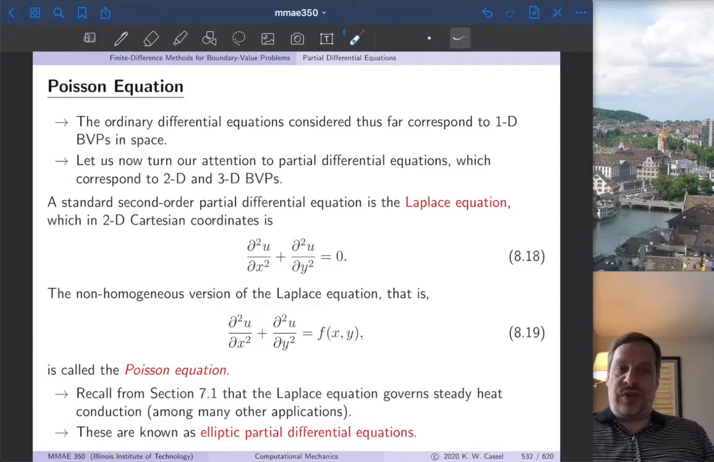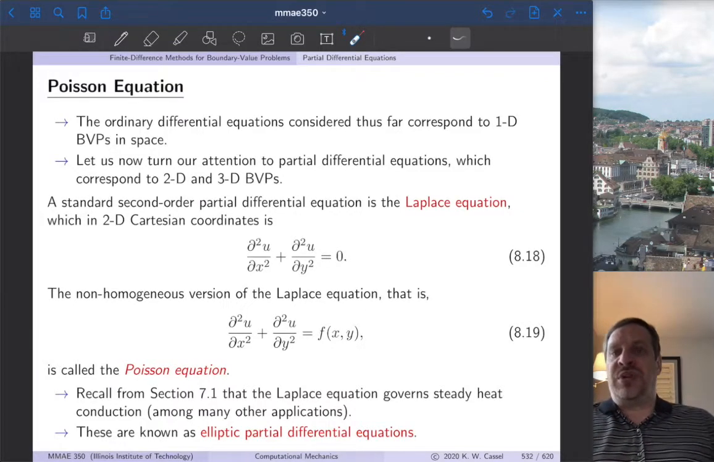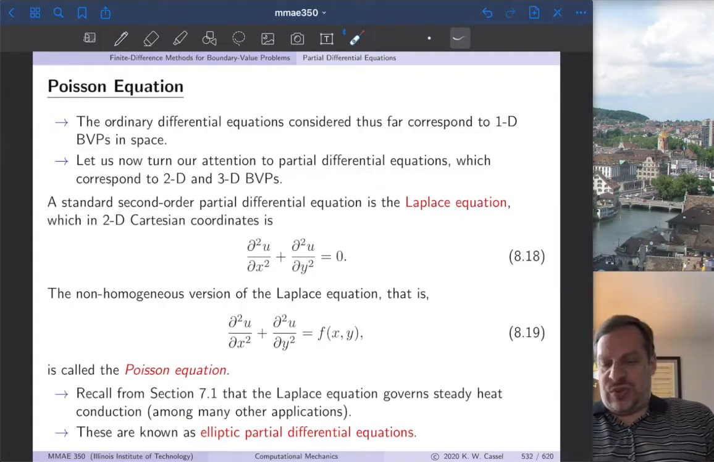So in its own right, it's very useful to be able to solve, and it's also a model for other more complicated situations that might arise. So again, so far we've been looking at ordinary differential equations, which apply in 1D boundary value problems. And now we're going to extend this to 2D and 3D boundary value problems, which means we're now dealing with PDEs, or partial differential equations.